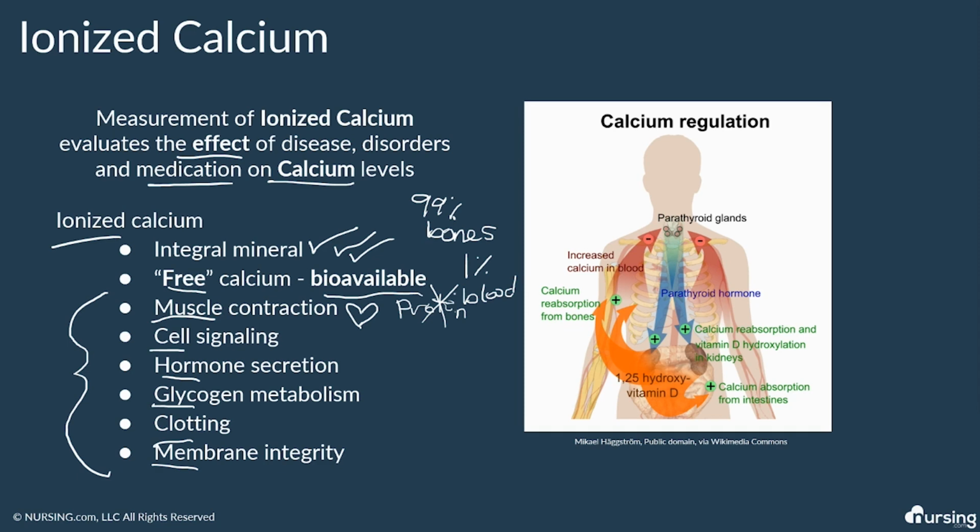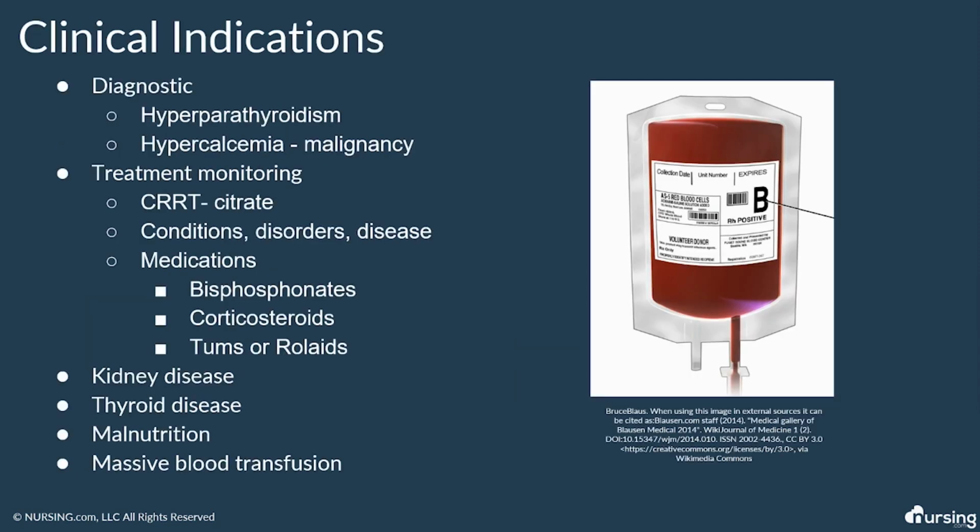Now, what are some clinical indications of when we might draw this lab? Well, it could be used for diagnostics for like hyperparathyroidism or hypercalcemia, especially when there's a malignancy present. Now, in monitoring treatment, it's especially valuable if a patient is on CRRT. In a CRRT machine, there are these bags. In my institution, we called them baths that clean the blood for those patients that aren't able to. So the clean blood goes out and the patient's blood comes in and it goes through these baths to get cleaned, and then we get the urine at the end.